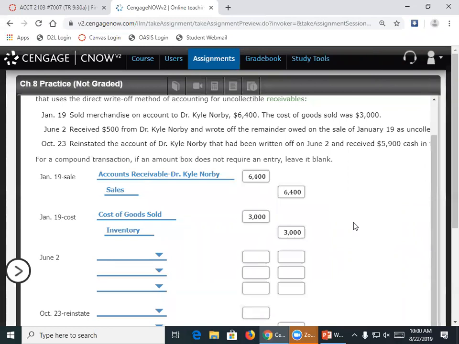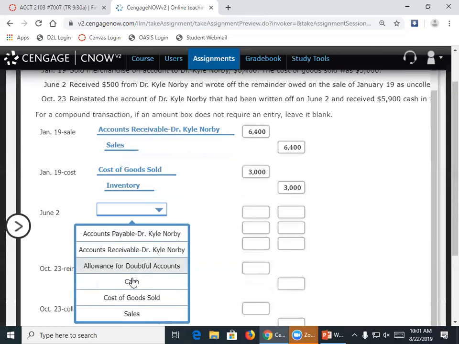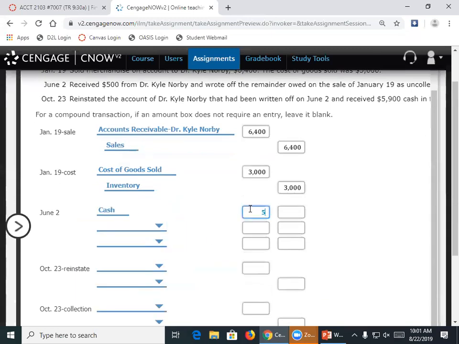On June 2nd, we received $500 from Dr. Kyle Norby, and we wrote off the remainder owed as uncollectible. So that one's a little more complicated, right? Well, what do we do with the $500 that he paid us? We debit cash. Very good. That one's pretty easy, right? So we receive cash. It's an asset. Increases with the debit.